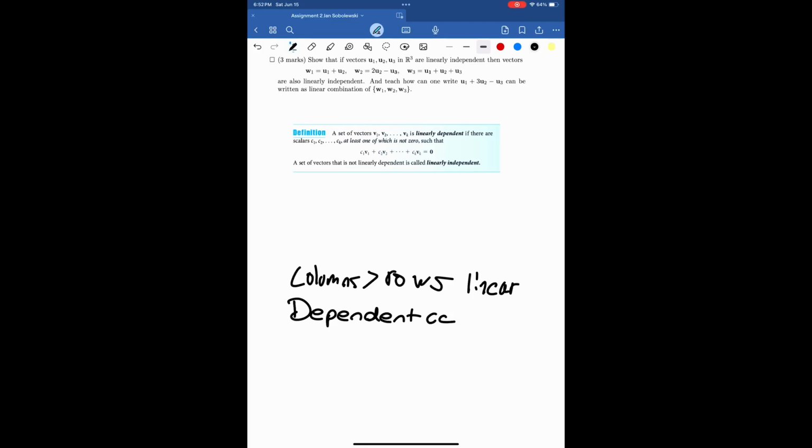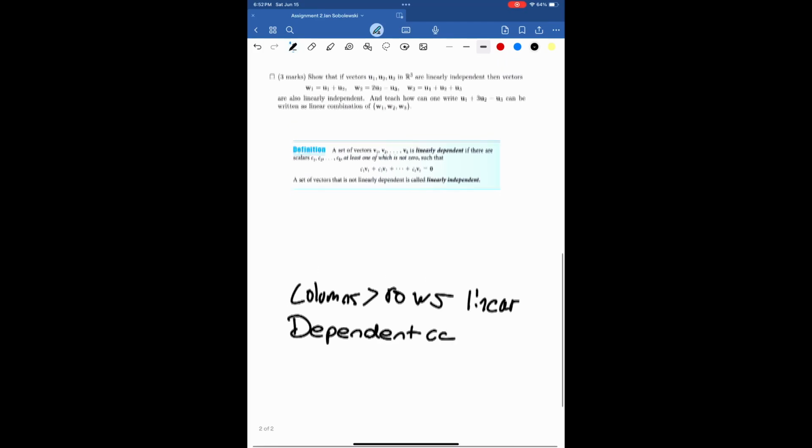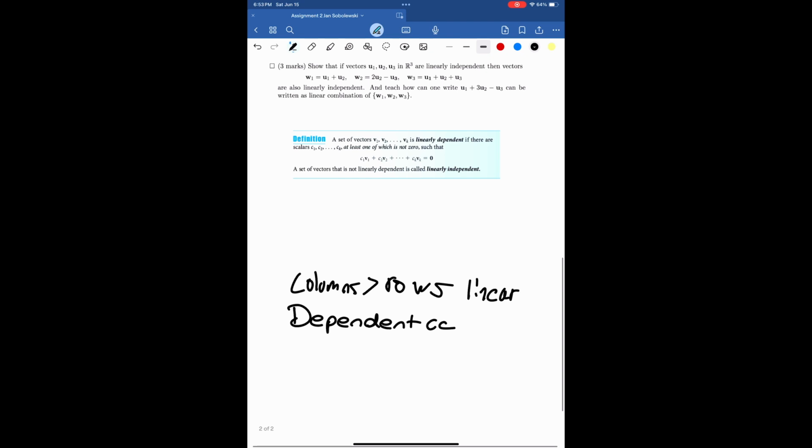Hello everyone, I'm going to do the bonus question. The question states: if the vectors u1, u2, u3 in R3 are linearly independent, then the vectors w1 equals u1 plus u2, w2 equals 2u2 minus u3, w3 equals u1 plus u2 plus u3 are also linearly independent.